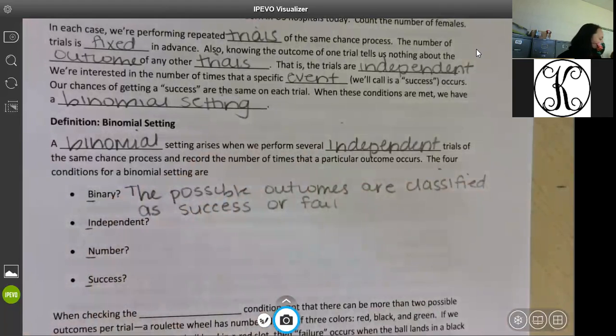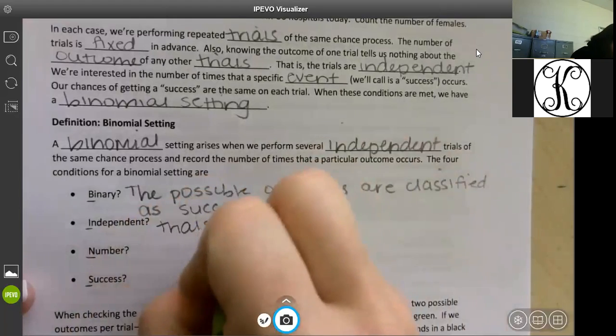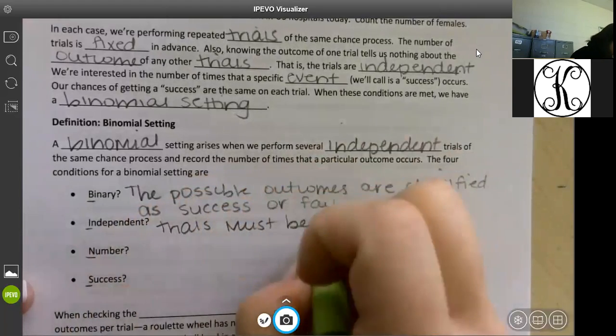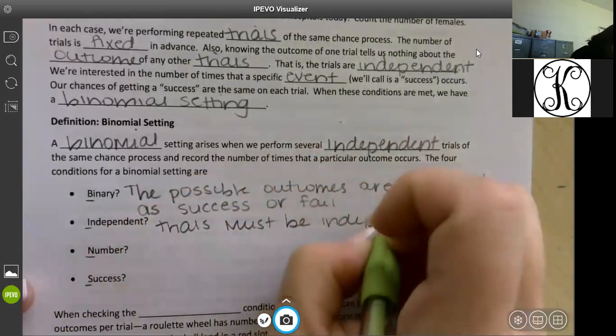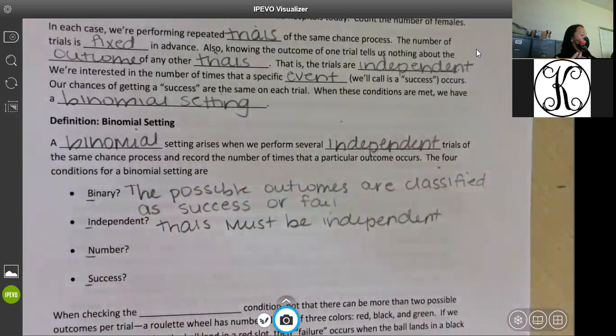All right. Independent. Your trials must be independent, so one doesn't affect the other. The best way that I can describe this is if you're doing a deck of cards and you're putting the cards back, we have the same probability, so they don't affect anything. But if we take them out and we do not replace them, then that means that it could affect it. Okay, so watch your independence.